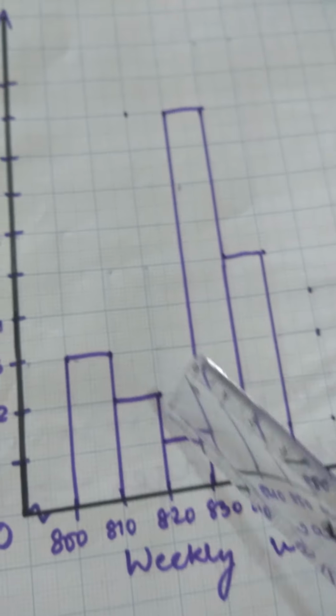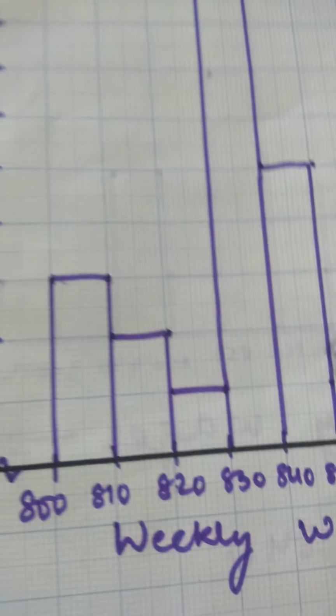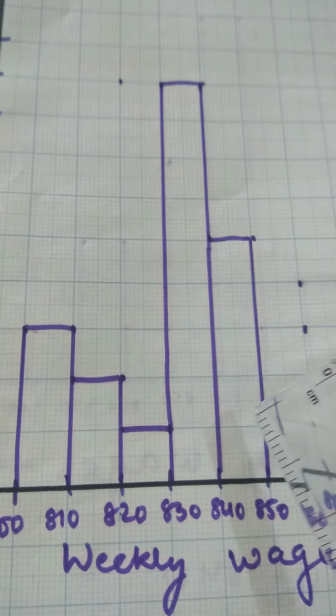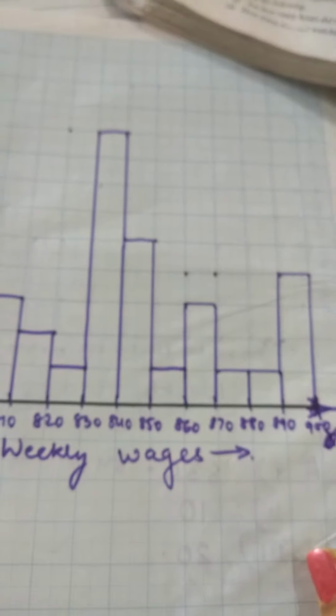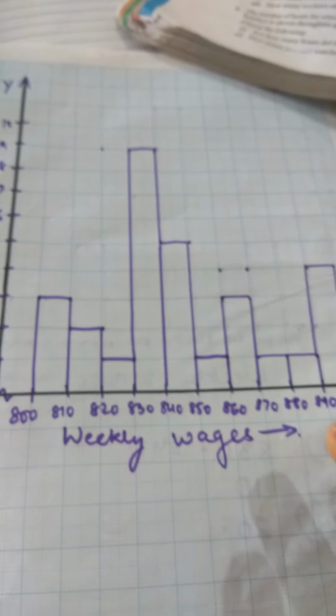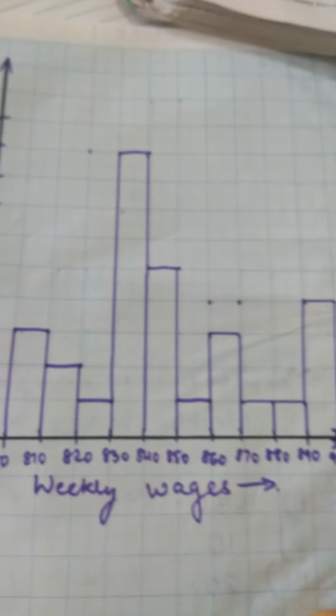Then I am drawing the bars, and these bars will be continuous because we are drawing the histogram. The class intervals are continuous. So likewise I will do for all the bars. Thus the histogram is done. So these are all the necessary parts that we must show in the graph.